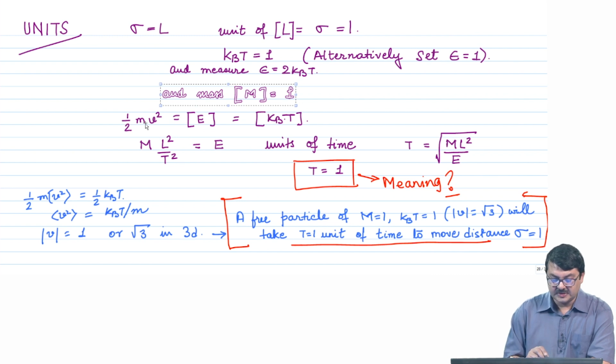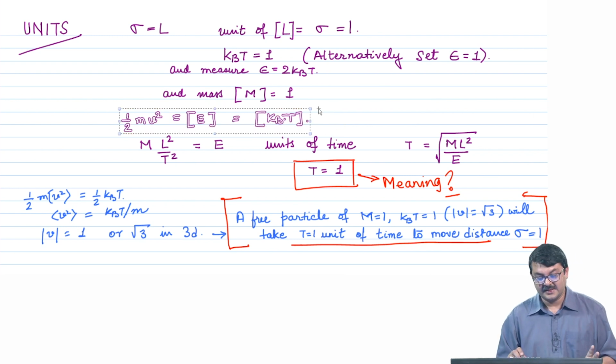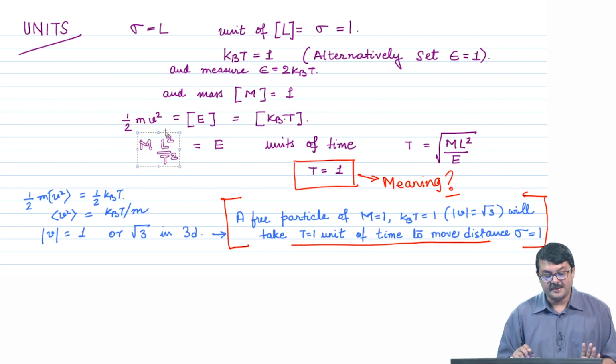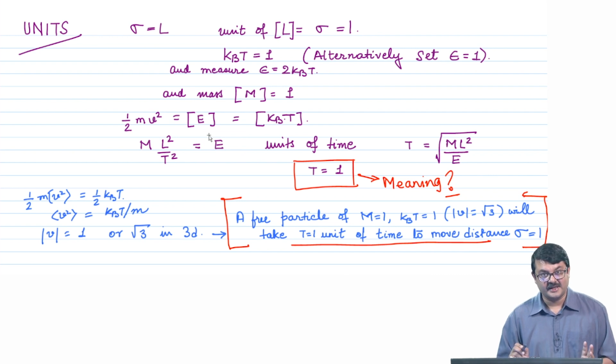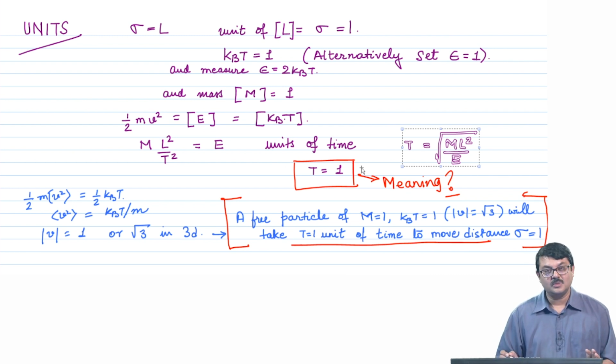Let me explain. Suppose half mv square is equal to E, the kinetic energy, and it has units of kBT. You can also write it in dimensions as ml square by t square, which has dimensions of energy. Then you can write the dimension of time as the square root of ml square by E. And if we have chosen m equal to 1, L equal to 1 and kBT, the unit of energy, to be 1, then time comes out to be 1.